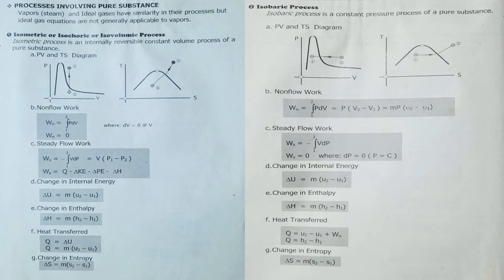times the change in specific volume, V2 minus V1. Steady flow work mo, from this equation again, negative, work mo 0. Since pressure mo constant. Okay? Ang change in internal energy mo, again, mass times the change in specific internal energy. Change in enthalpy mo is mass times the change in enthalpy. Heat energy mo is Q, U2 minus U1 plus non-flow work mo. Or H2 minus H1. Change in entropy mo again, mass times your change in entropy, S2 minus S1.